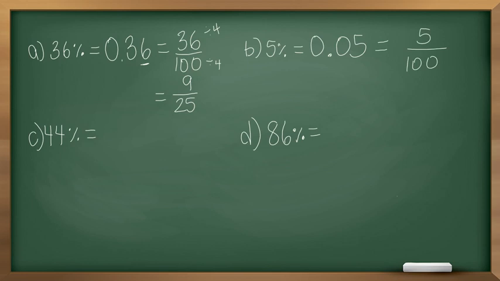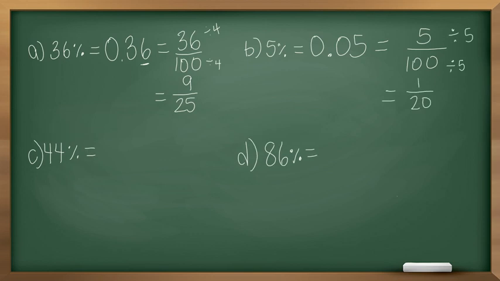Once again, I'm going to check and try to put it into simplest form. So if my numerator is 5, 5 is a prime number, so I know that the only thing you can divide it by is 1 or 5, which works out quite nicely because 100 is divisible by 5. So I'm going to go 5 divided by 5 and 100 divided by 5. So that gives me 1 out of 20, 1/20. So 5% I can write as 5 out of 100 or 1 out of 20. Again, both are correct. My next question is 44%.